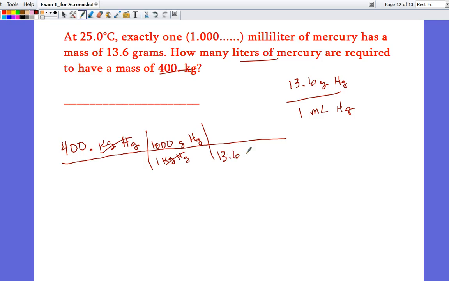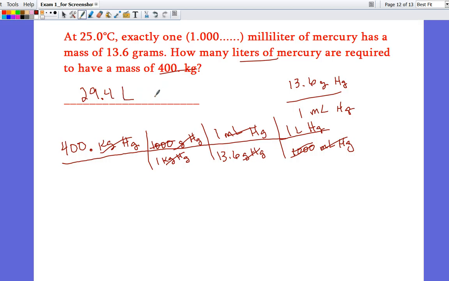Then 13.6 grams of mercury occupies a volume of 1 milliliter, and then 1,000 milliliters of mercury would be equivalent to a liter of mercury. So get rid of the grams, get rid of the milliliters, then you would be in units of liters. You'll notice that your thousands, top and bottom, will cancel out. So really you're just dividing the number 400 with 3 sig figs by the number 13.6, so also 3 sig figs. So you round that to 3 sig figs, and you get approximately 29.4 liters of mercury.